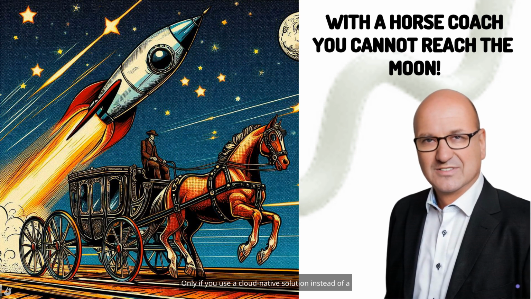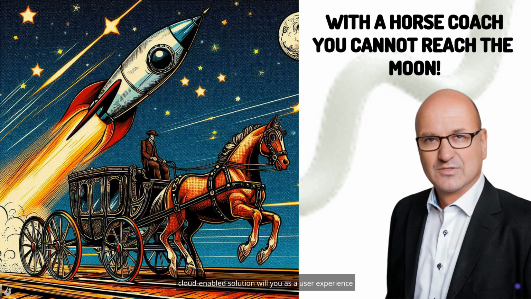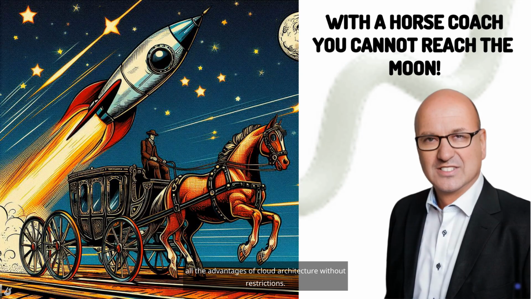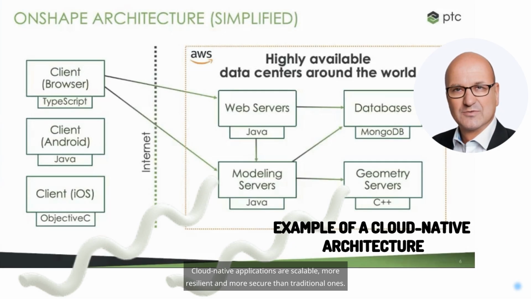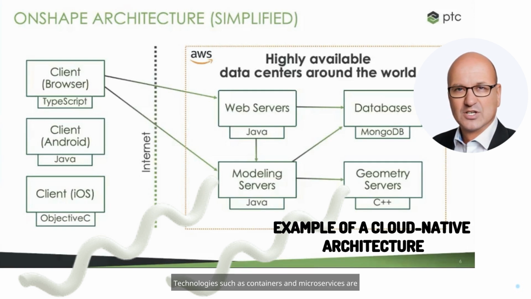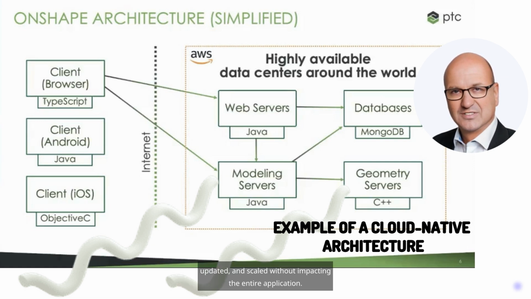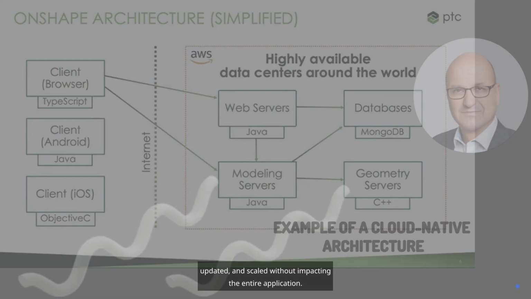Only if you use a cloud-native solution instead of a cloud-enabled solution will you as a user experience all the advantages of cloud architecture without restrictions. Cloud-native applications are scalable, more resilient, and more secure than traditional ones. Technologies such as containers and microservices are used, which enable applications to be divided into independent and loosely coupled components. These components can then be more easily managed, updated, and scaled without impacting the entire application.